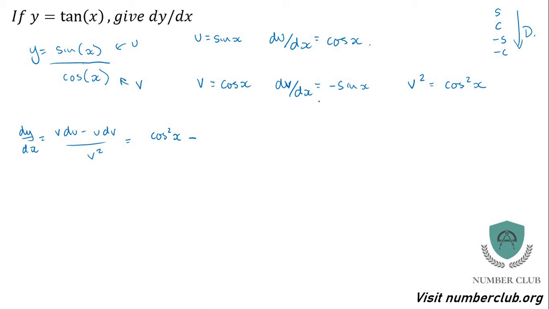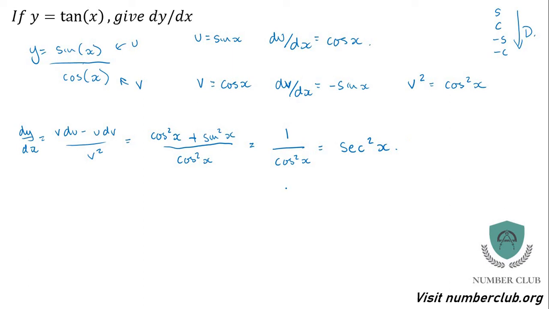Now it's going to be negative sine squared x, but there's already a negative in there from the quotient rule, and so we're actually going to make a positive there, over v squared, which is cos squared of x. Now, the numerator, you've got cos squared x plus sine squared x, which is 1 over cos squared x. And so tan of x differentiates to 1 over cos squared x, and more commonly that's just written as sec squared x.